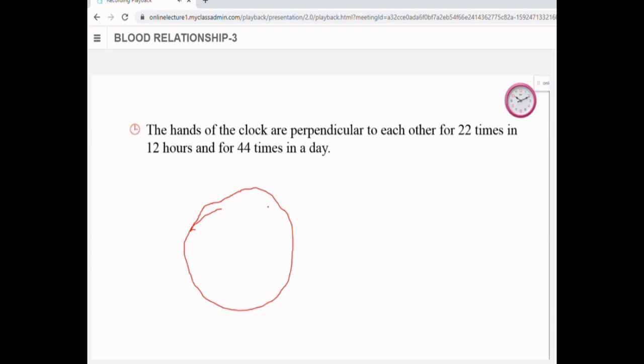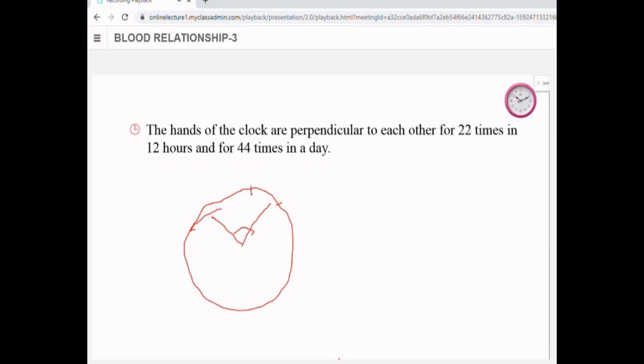So 12:50 or so, this is 12, this is 1, let us say 1. So your hands will be here somewhere and somewhere here. This angle is also going to make 90 degrees. So every hour, twice, it becomes 90 degrees. But this is not true for each and every hour. What we said is 22 times. Why 22 times? Why not 24 times?